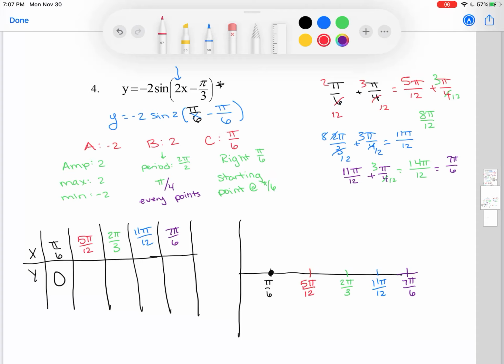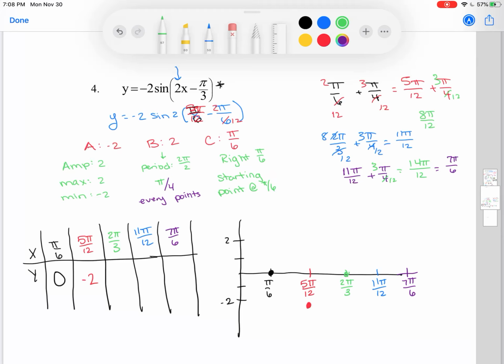5 pi over 12. Plug that in. Get the same denominator. That's going to give me 3 pi over 12, which is technically pi over 4. Pi over 4 times 2 gives me pi over 2. Sine at pi over 2 is 1, but multiplied by negative 2 gives me negative 2. Oh yeah, I forgot my amplitude, guys. So we should have a height of 2 on either side so that I can label my coordinates as such.